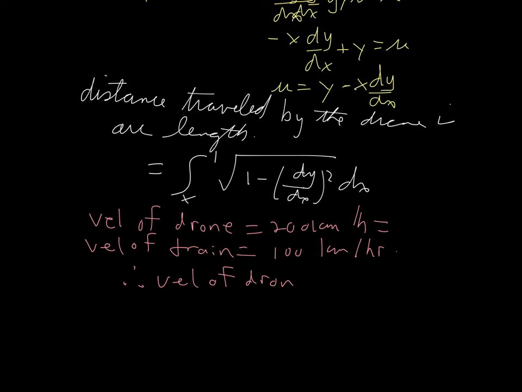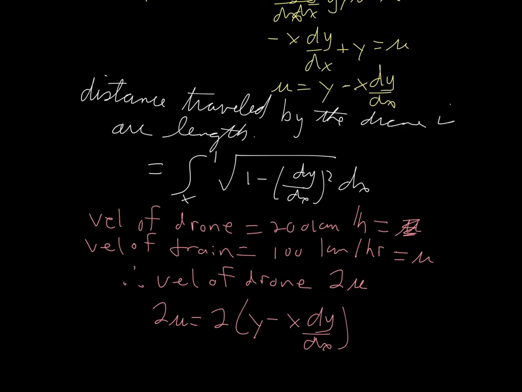We called this u, didn't we? Because that's the point along the y-axis at any time t that the train is traveling. So if we say the velocity of the train at any time is u, then the velocity of the drone is 2 times that, because it's 200 instead of 100. And so we know then that 2u has to equal 2 times that equation that we found up at the top.